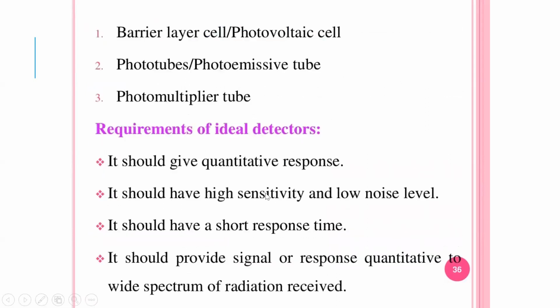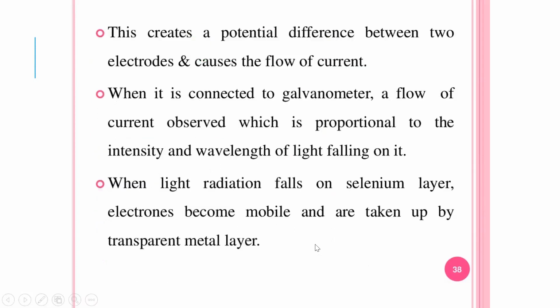Detectors. Important question. There are three types of detectors: barrier layer cell, phototube, and photomultiplier tube. There are some requirements for the detectors also. We should have high sensitivity, short response time, and also quantitative response.